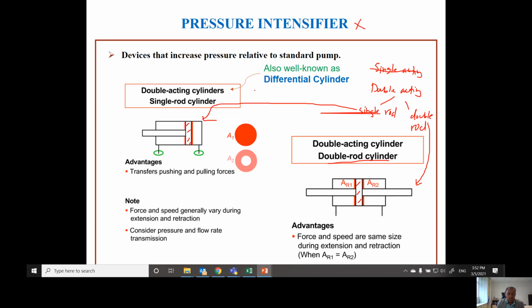Okay, because of this, in industry, most of the time we also call this cylinder a differential cylinder. So when you see the term differential cylinder, it's always referring to a double acting, single rod cylinder. Why is it called differential? Because it can give a different value of pressure on the other side of the piston compared to the one that it received from the pump. So you can see that the force and the speed vary. Okay, they are different during extension and retraction.